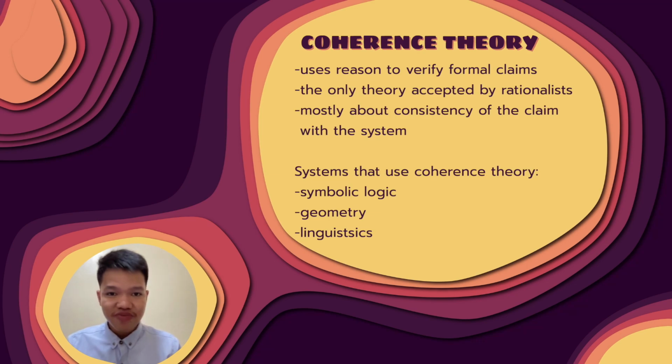For example, the mathematical claim 5 plus 7 is equal to 12 encompasses mathematical coherence along with the formal system of arithmetic. Some other systems that use coherence theory are symbolic logic, geometric, and linguistic systems. However, the coherence theory of truth has criticisms. Here is Laren to discuss these criticisms.